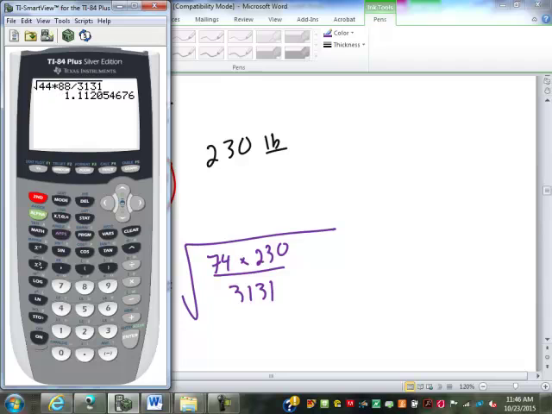Does anybody else have a different calculator that they're having a hard time finding? Mine shows up right away. Yours shows up right away. So it's 2.33? Let's take a look. I might have pressed it twice. Okay, you might have hit that. That would have done it too if you pressed it twice.